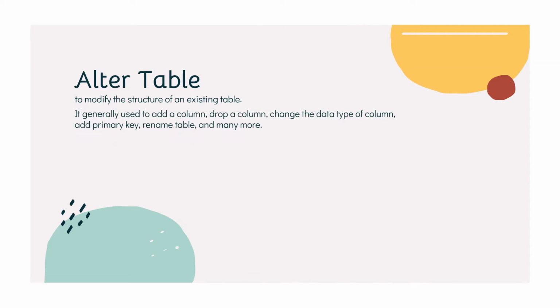Okay, then let's discuss alter table. The alter table statement modifies the structure of an existing table, and it's generally used to add a column, drop a column, change the data type of a column, add a primary key, rename a table, and many more. The following illustrates the alter table syntax: ALTER TABLE table_name action1, action2, and so on.